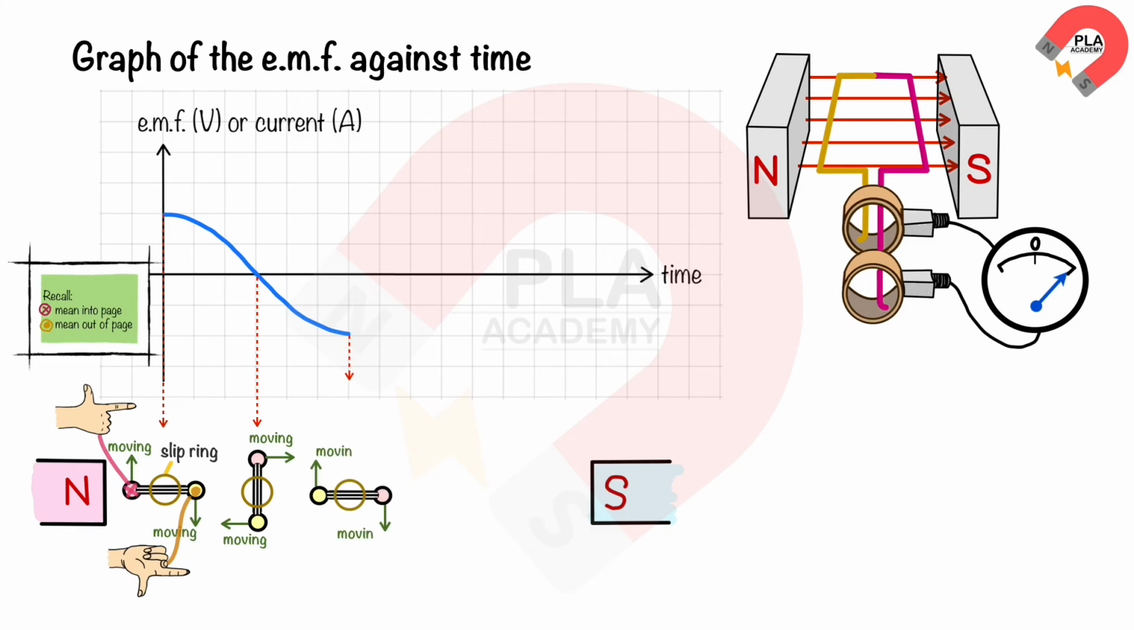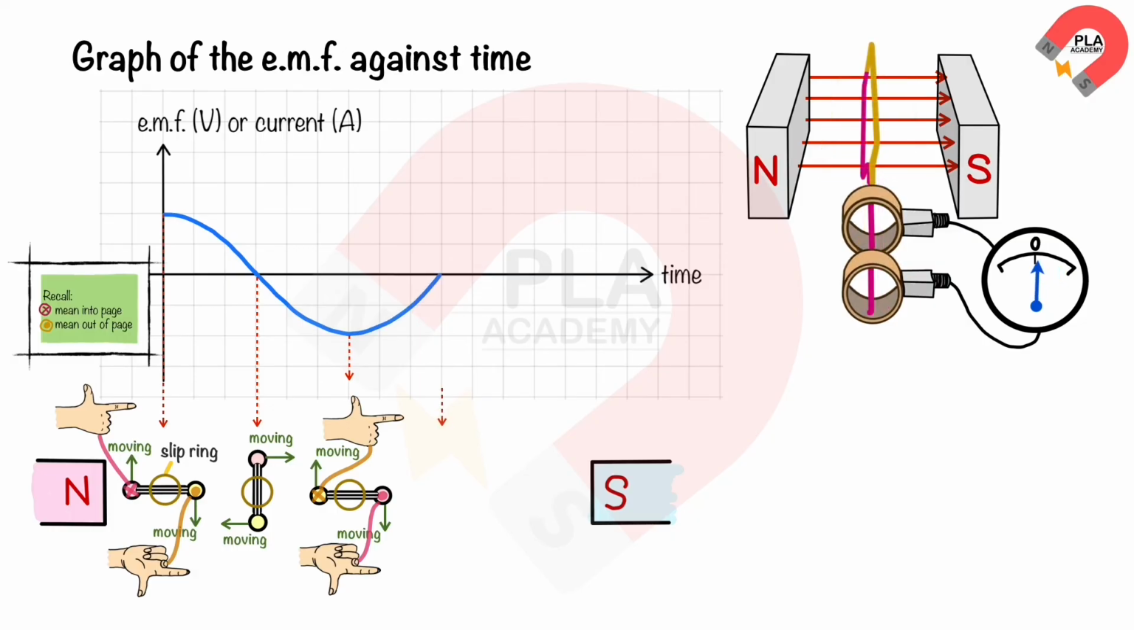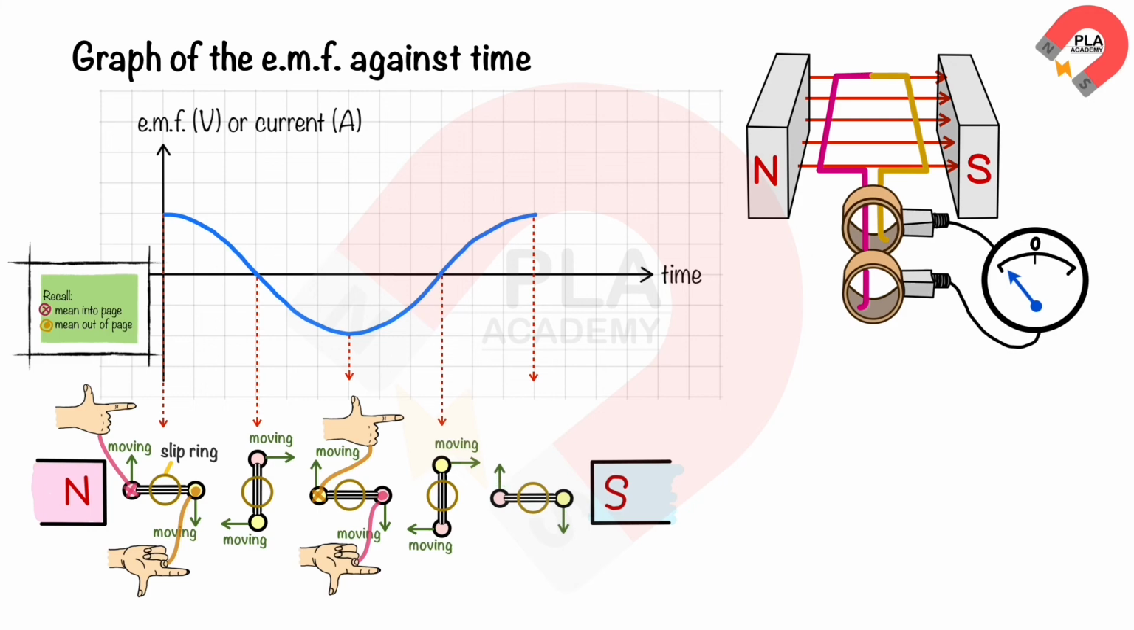The induced current in the pink coil is out of the page, and the induced current in the yellow coil is into the page. The induced EMF then decreases to 0 again when the coil is vertical after 270 degrees of rotation. The induced EMF then increases to its maximum again when the coil returns to horizontal position after 360 degrees of rotation. The induced current in the pink coil is into the page, and the induced current in the yellow coil is out of the page.